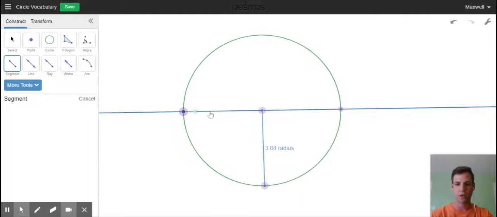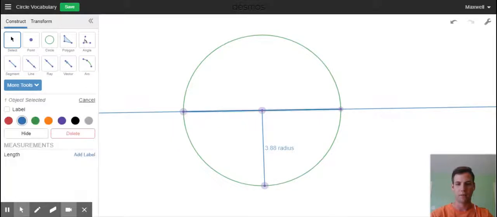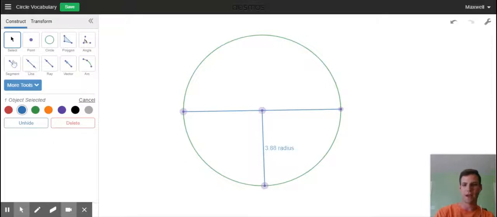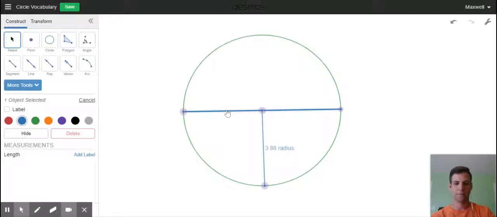So if we connect those two endpoints that we just did with a line segment, and we can keep that blue and just get rid of the line on the outside, we've now created a diameter using geometric construction by drawing a line through the center of the circle. So that label is going to get the diameter label. You can see that the 7.75 and the 3.88, with a little bit of rounding put into it, basically means the radius is half of what the diameter would measure.